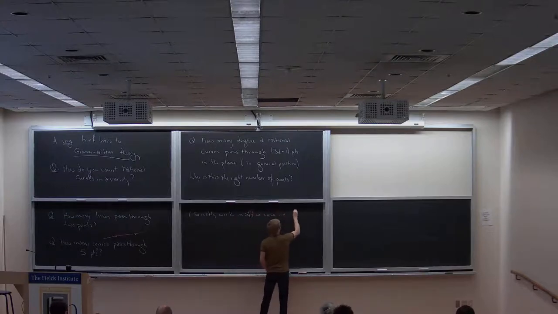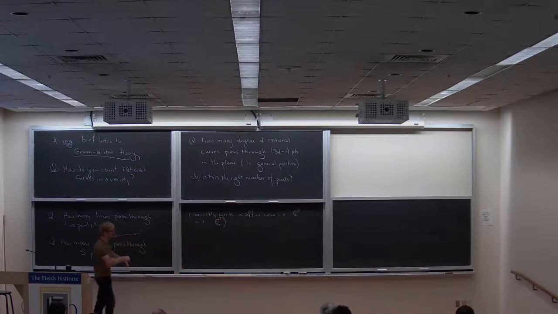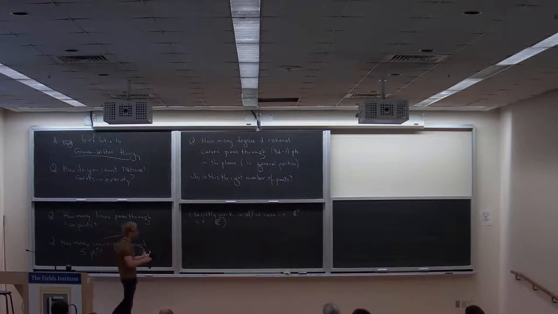What I mean by that is we're working in C2 versus P2. It doesn't really make much of a difference. We're just taking away the part at infinity, but it's not going to be relevant for our case. Okay, so let's try and figure out how we get this number 3D minus 1. First of all, we want to talk about polynomials. If we're looking at curves in C2, we're going to look at things that are solutions to polynomial equations.